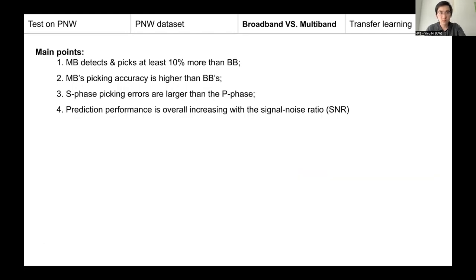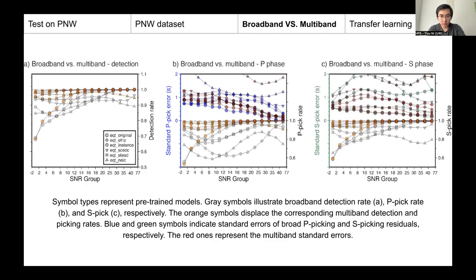So we will use this data to look at the overall performance. We will start by looking at the broadband and the multiple band prediction. So I list some main points here before showing the figures. Multiple band detects and picks at least 10% more than broadband does. And multiple band picking accuracy is a little bit higher than broadband. For both broadband and multiple band, S-phase picking errors are larger than the P-phase. And the prediction performance is overall increasing with the signal-to-noise ratio, because we will see the results distributed over different qualities.